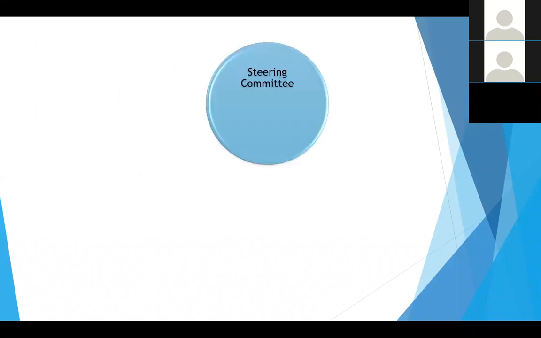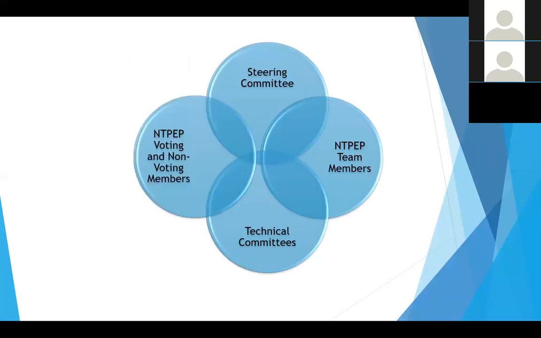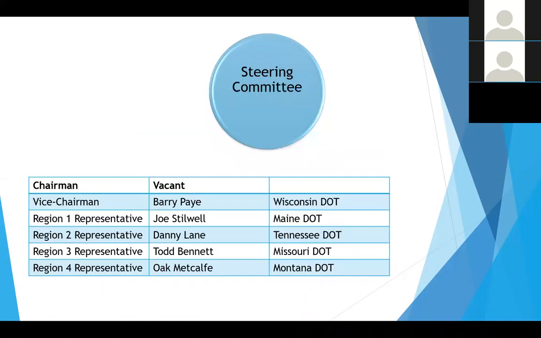So to begin with, at the top, we've got a steering committee that oversees the entire NTPEP program. In addition to that, I have a team of several team members that works with me here in the Washington, D.C. office. We've got over 26 different technical committees. And then we've got NTPEP voting and non-voting members, in addition to the voting and non-voting members on each of the technical committees. So if we break this apart, our steering committee right now is made up of a chairman.